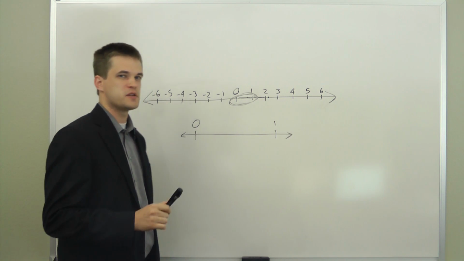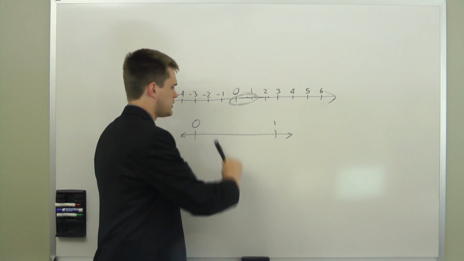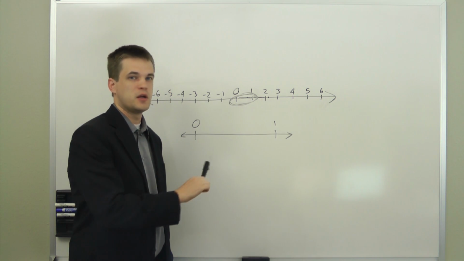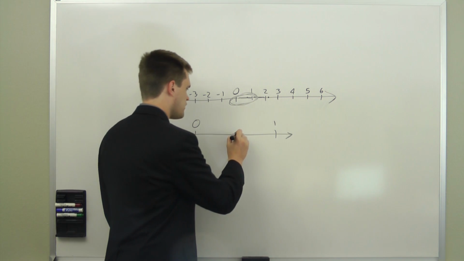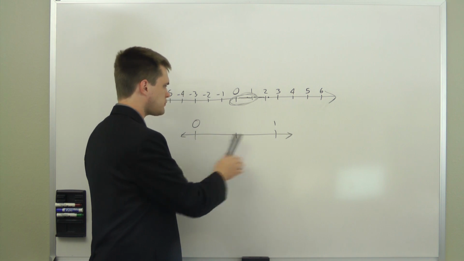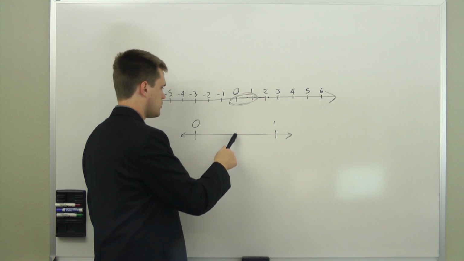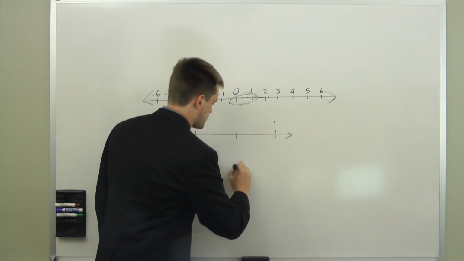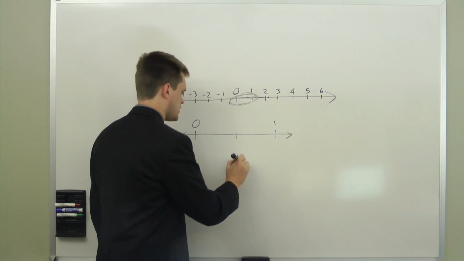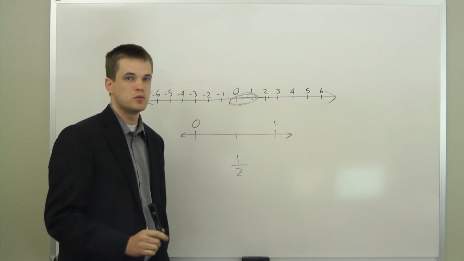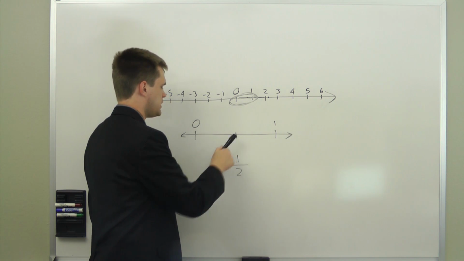I'll describe fractions first. A fraction is essentially a way to divide up this section inside of here into equally spaced segments. So if we put one right in the middle, we've cut it in half or into two pieces. So 2 pieces, so we have a 2 on the bottom of our fraction. If we just go one of those 2 pieces, we have 1 over 2, or 1/2. And that is what this point here is.